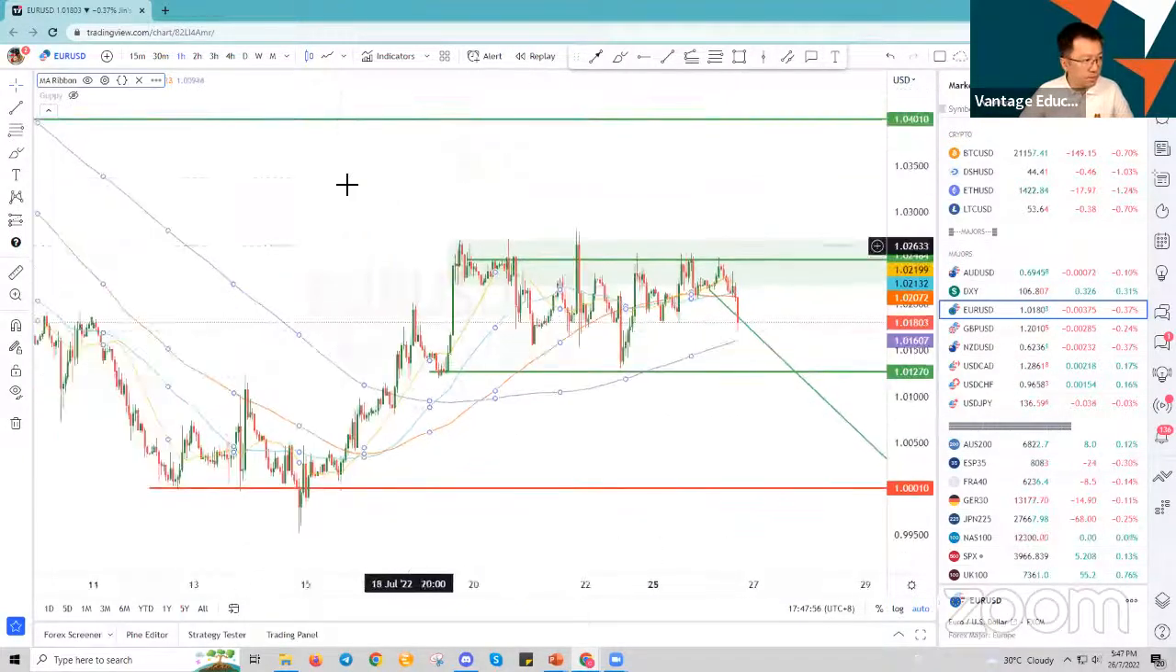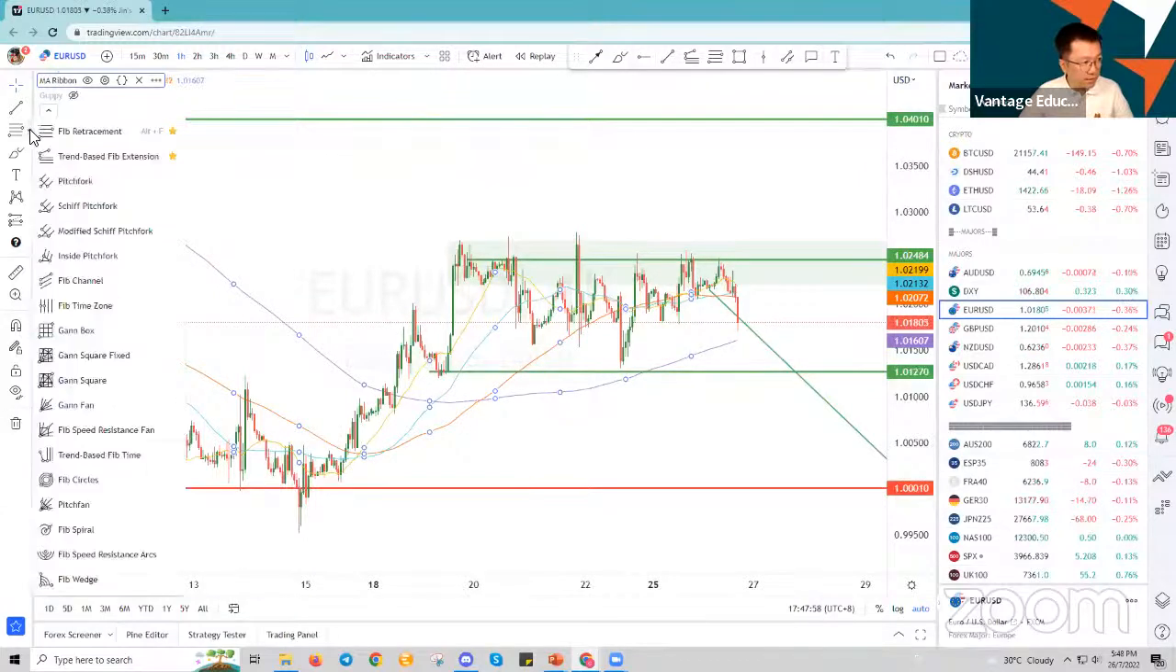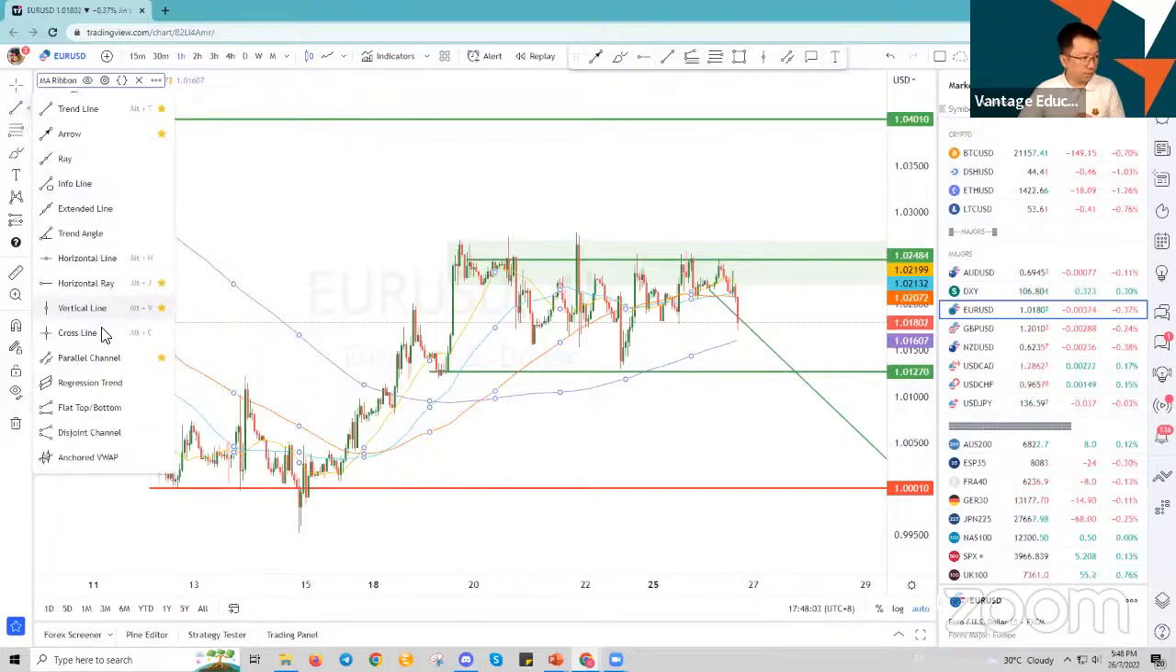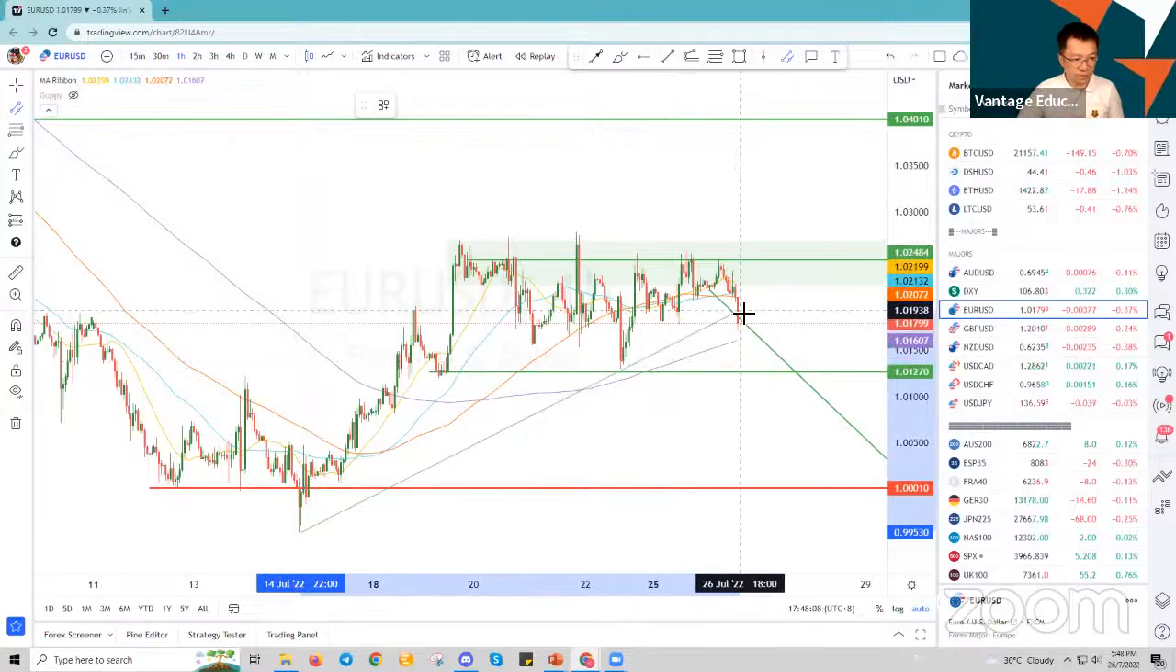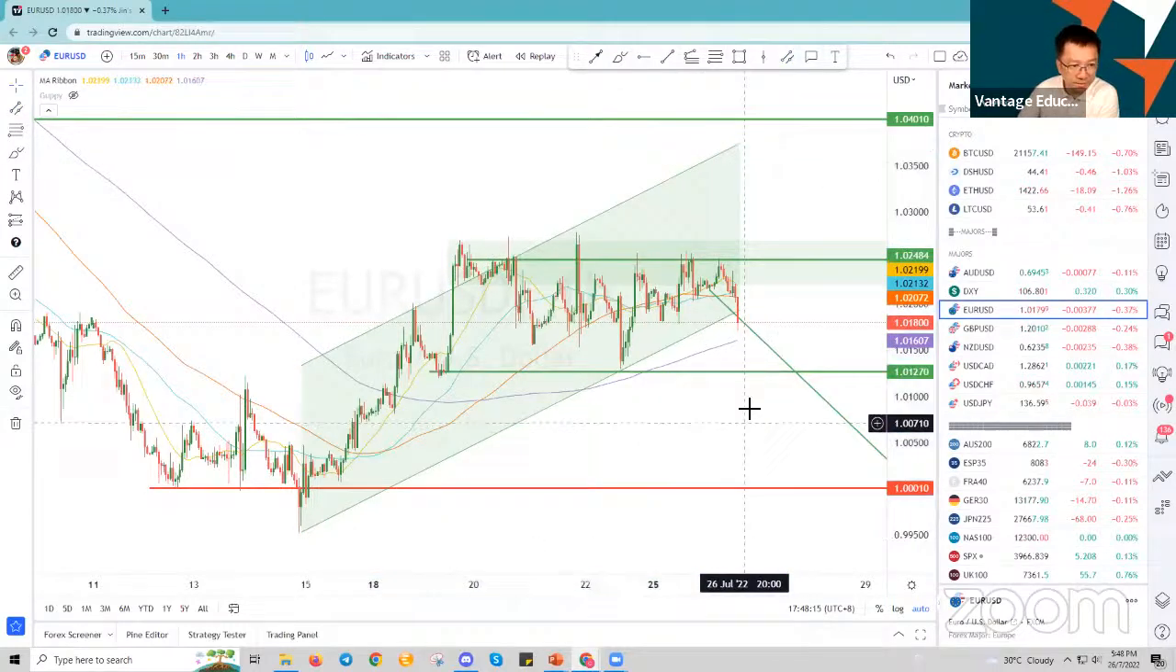Right, so in this case, what I also try to do is add in a bit of a channel there. Okay, put a channel there. You can see that price is also looking to break below the bottom range, or the bottom support level of the channel. If it does break down below that level, we can see possibly price trading lower.